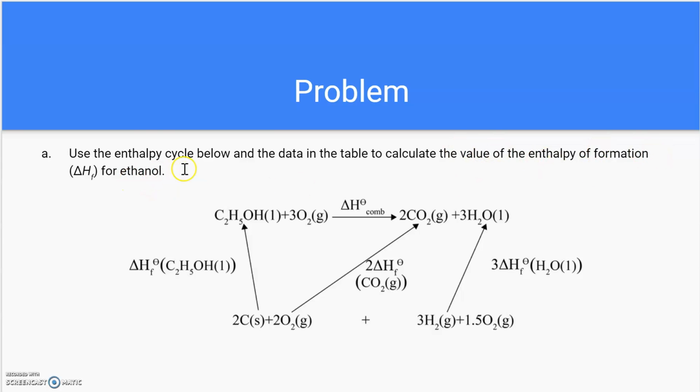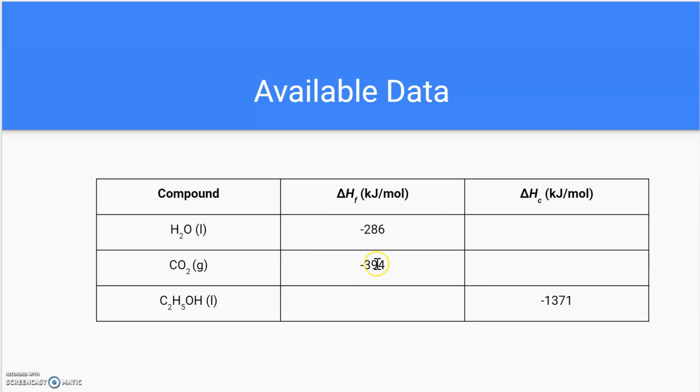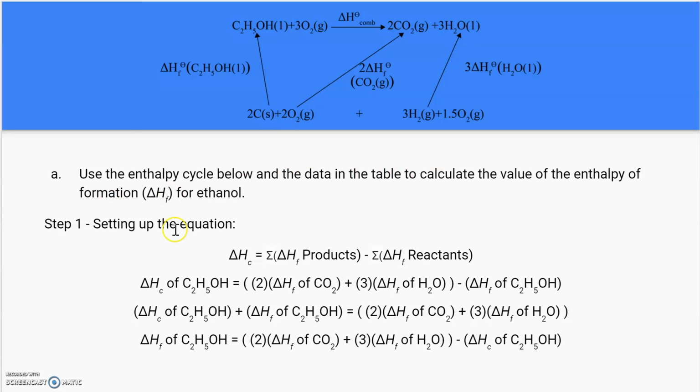formation for ethanol. This is the enthalpy cycle we are given, and we will analyze it further when we are setting up the equation. But we are also given numerical values for the enthalpy of formation of water, for the enthalpy of formation of carbon dioxide, and for the enthalpy of combustion of ethanol. So let's go ahead and solve the problem.